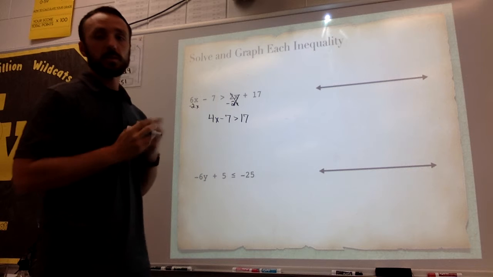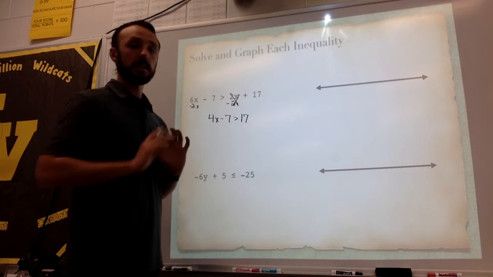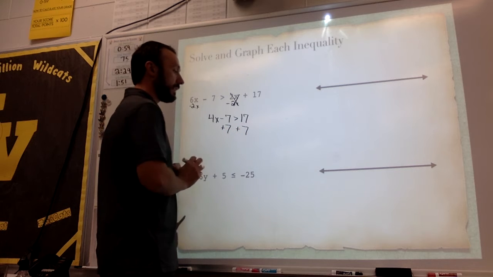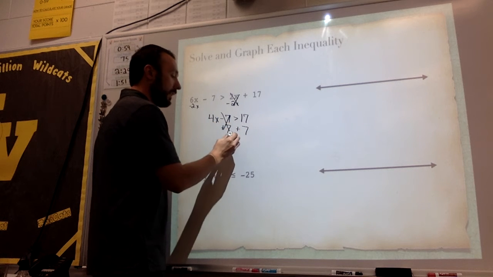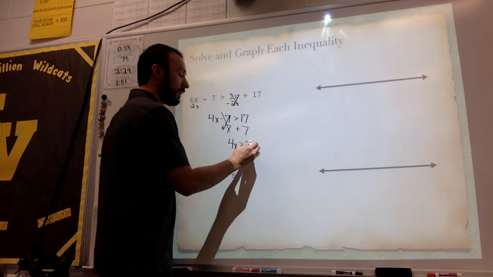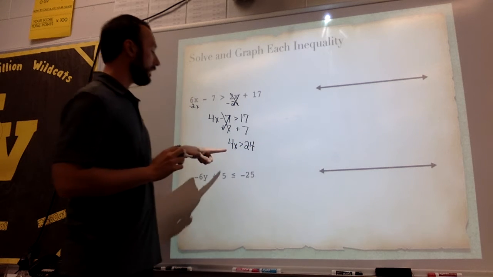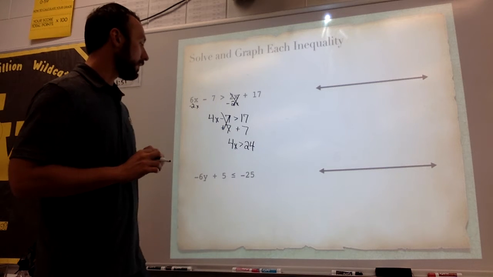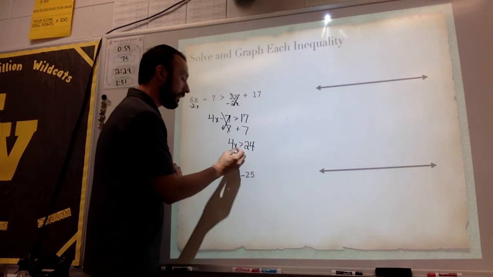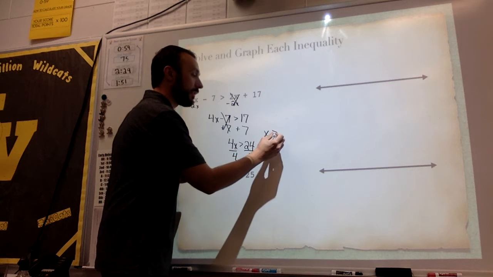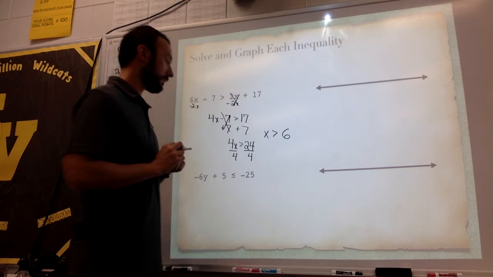Now that I have all my variables on one side, I want to get all my constants to the other side. So I'm going to add 7 to both sides. Add 7, add 7. My 7's cancel out. That leaves me with 4x is greater than 24. Now that I've isolated the variable term, I need to actually isolate the variable itself. So I'm going to undo the multiplying by 4 by dividing both sides by 4. I'll get my answer of x is greater than 6.